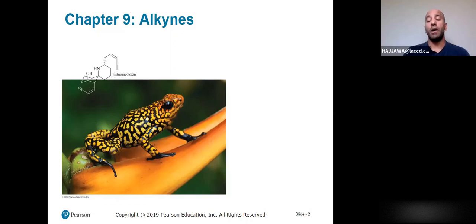Chapter 9, Alkynes. In this chapter, we will learn the behavior of alkynes in terms of acidity when reacting with bases. We will learn how to name alkynes and how to prepare them from other functional groups. And we will discuss reactions of alkynes and how similar they are to some of the reactions that we have seen already in the alkene chapter.